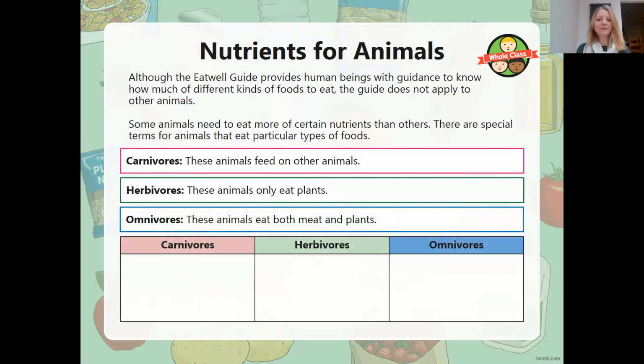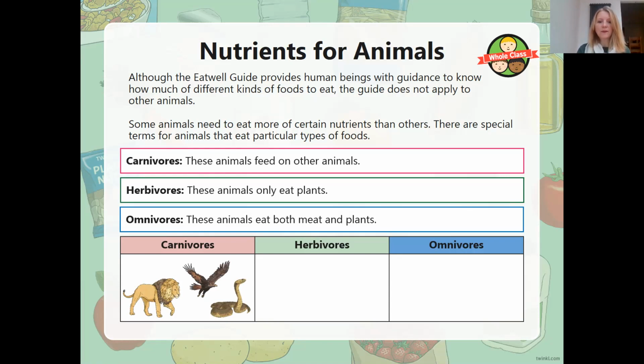Let's have a look. So we've got three different groups, our carnivores, herbivores, and omnivores. What could go into that carnivore group? There's some examples like a lion, an eagle, and a snake. They only eat other animals.